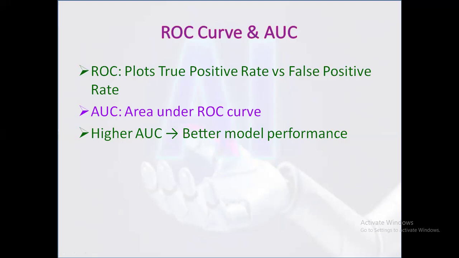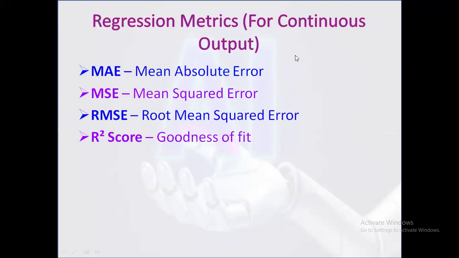The next metric is the regression metrics. It is used mainly for continuous outputs. For regression problems, where outputs are numerical values rather than classes, different error based metrics are used. These include MAE, mean absolute error, MSE, mean squared error, RMSE, root mean squared error, and R square score. R square is used for goodness of fit. Each metric measures prediction error in a different way, helping researchers understand whether predictions are consistently close to the actual value, whether a large error exists, and how well the model fits the data trend.